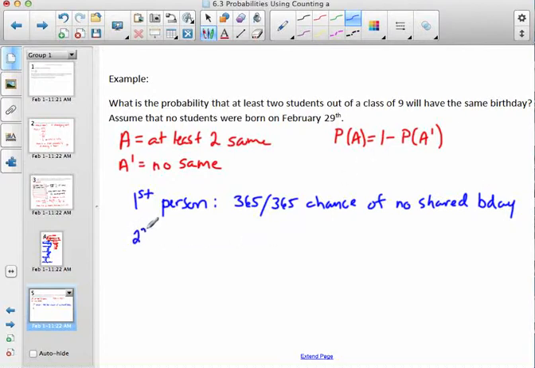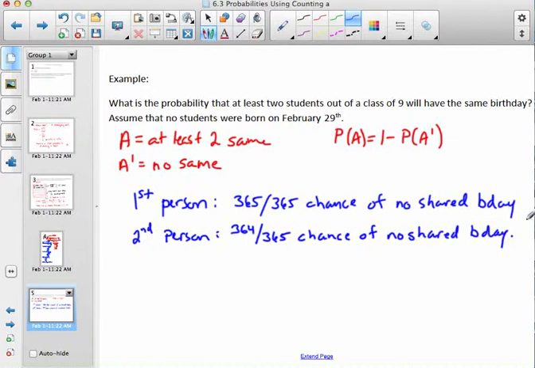Now, the second person, so now we have a class of 2 people. Well, let's say the first person is born on May 1st. That means that the second person, if they are to not have the same birthday, has a 364 out of 365 chance of not a shared birthday. In other words, a really high percentage, right? And that should make sense. It's very likely that 2 people don't share the same birthday. That's why people get all excited when they have the same birthday as somebody else, because it's so unusual.